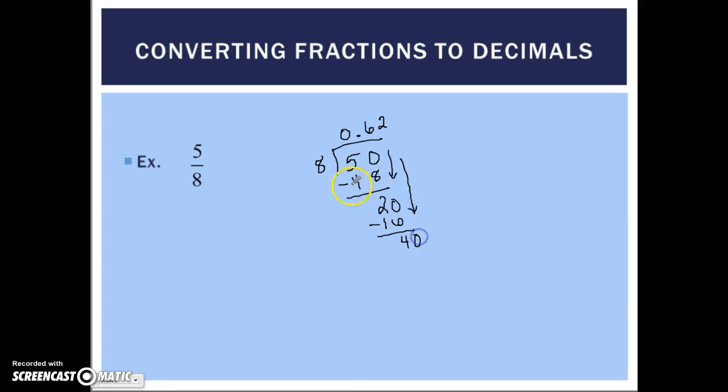Drop down one more 0, 8 goes into 40 5 times. And if you subtract, you end up with 0. So the decimal for 5/8 is 0.625. So you're taking the numerator and dividing by the denominator.